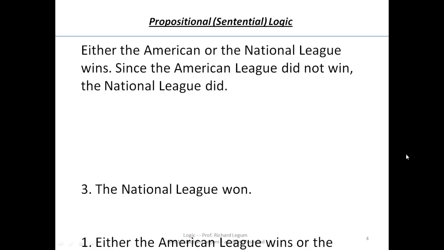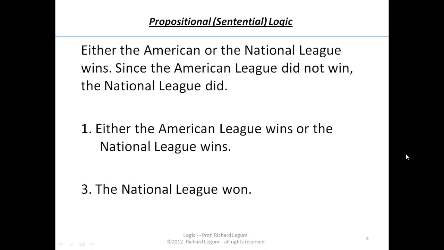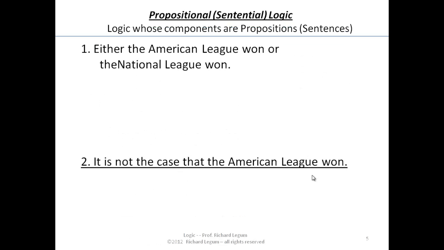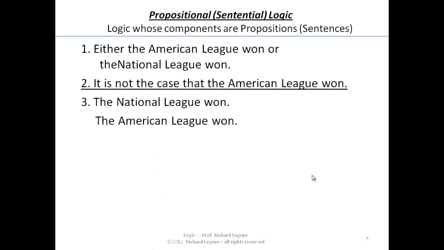Now, what are the premises? One premise is either the American League wins or the National League wins. The American League did not win is the second premise. The conclusion follows from that. Now, I want to take a look at the form, the pattern of the argument. So let's take a look at it.